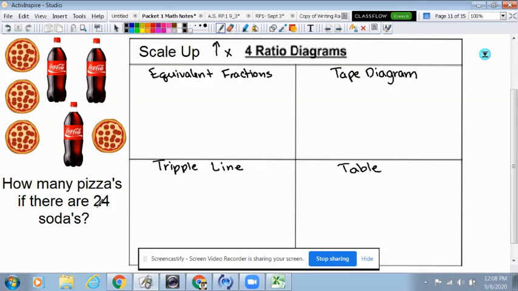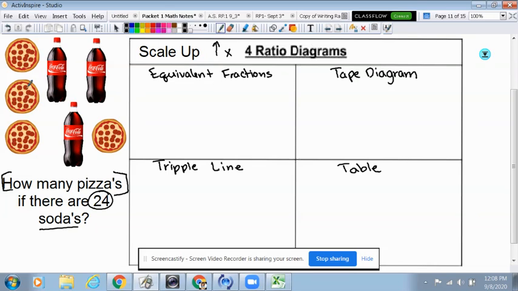Now in this question, we have 2 different ways of asking the question. They're showing us pictures of how many pizzas and how many sodas we have, and then it's giving us a word problem, and it says, how many pizzas if there are 24 sodas? So here's my question, how many pizzas are there? And it is also telling us that we have 24 sodas.